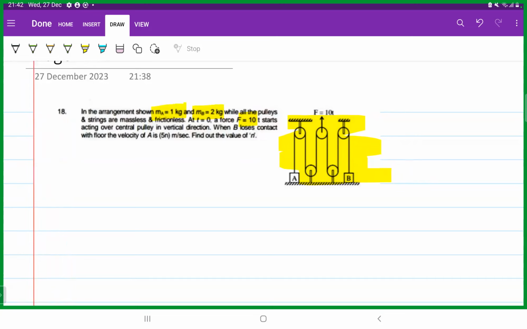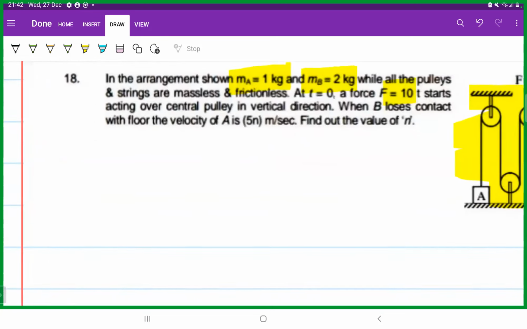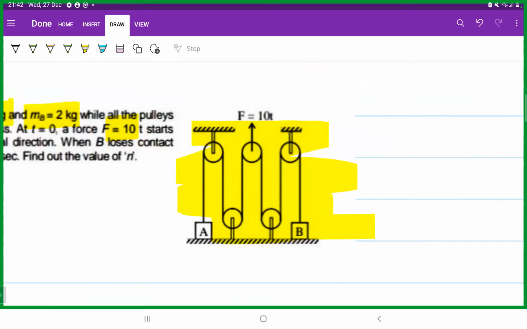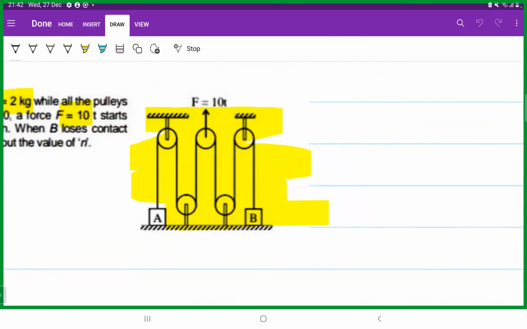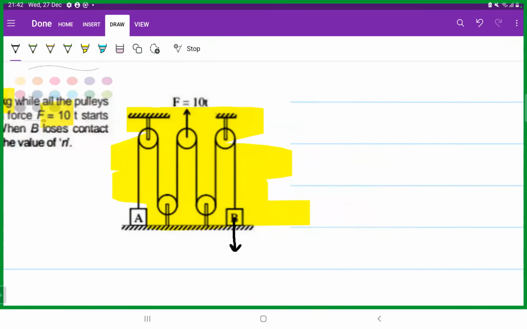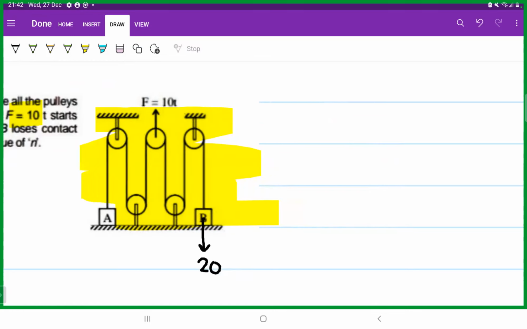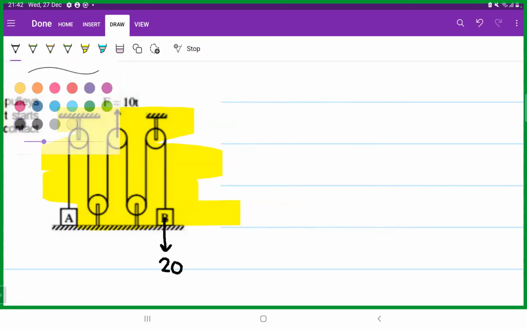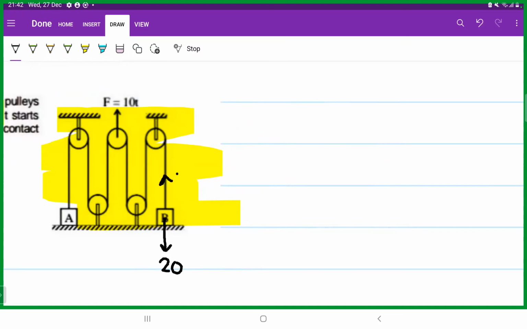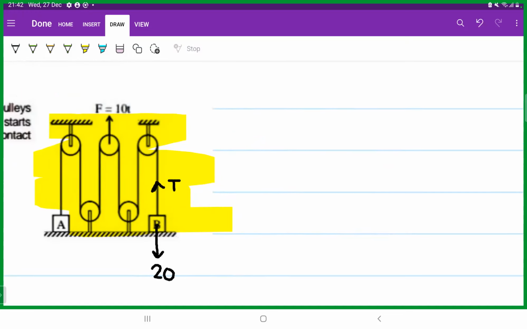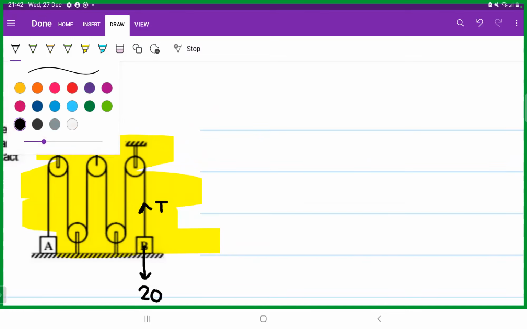So first, let's draw all the forces, how they're being applied. This is the body B. The mass of B is 2 kg, so 20 Newton is the force being applied by this body on the ground. We have got a tension over here. Now tension also depends on time. I'll show you how.